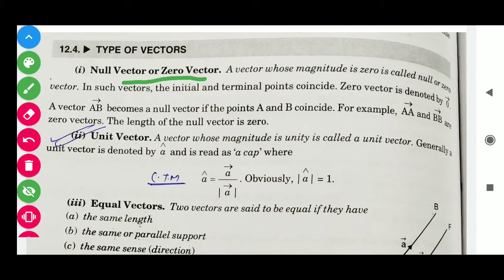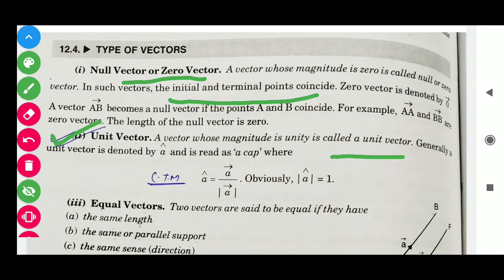That means when initial and terminal points are the same, they coincide, then this vector is called the zero vector. Second is the most important and most useful. This is the unit vector. A vector whose magnitude is unity is called a unit vector.